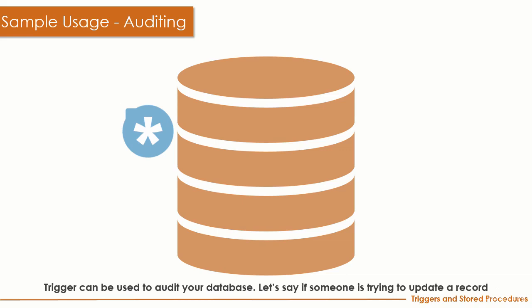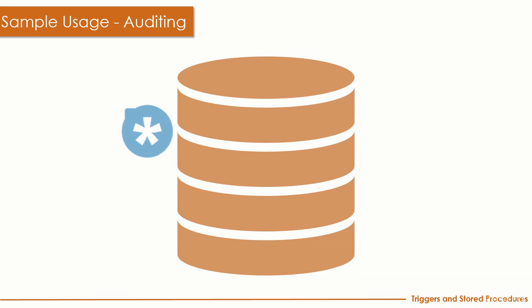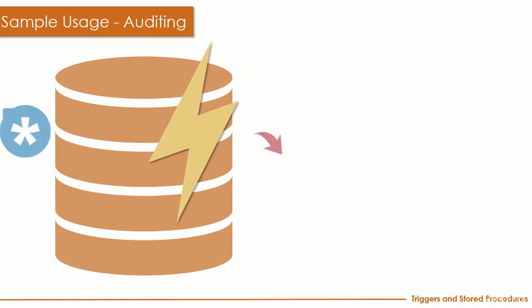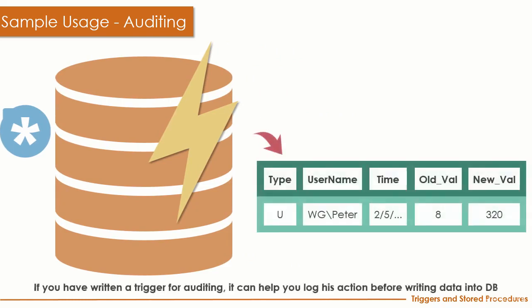Let's say someone updates the database. Of course, we're talking about an update through some information system rather than typing the SQL. Then the trigger will be executed and it can record the changes in a log in the database. So the type is update, the username who made the change is WG Peter, the time is 2nd of May, the old value is $8, and the new value is $3.20. You can record this, and when you find the data has a problem, you can go back to check.